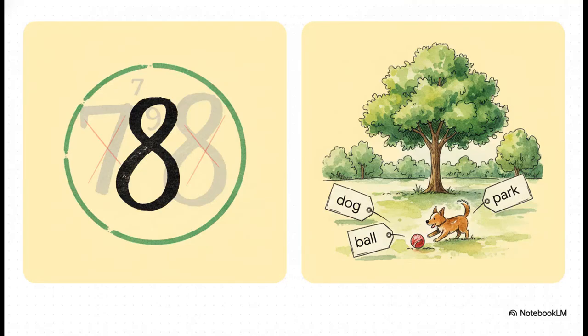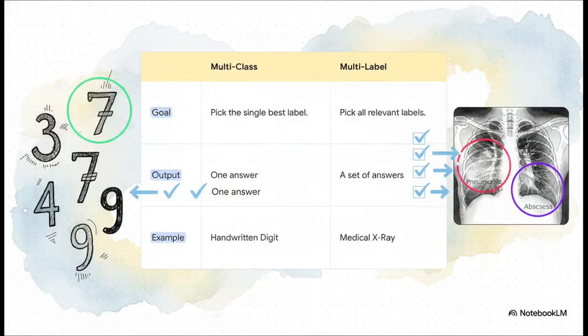And this brings us to a super important idea. On one hand, you have multi-class classification. Here, the answers can't overlap. A picture of the number 8 is an 8. It can't also be a 7. But then you have multi-label classification, where an image can have a bunch of correct labels all at once. A single photo could easily have a dog, a ball, and a park in it, and all of them would be right. Let's really hammer this home.